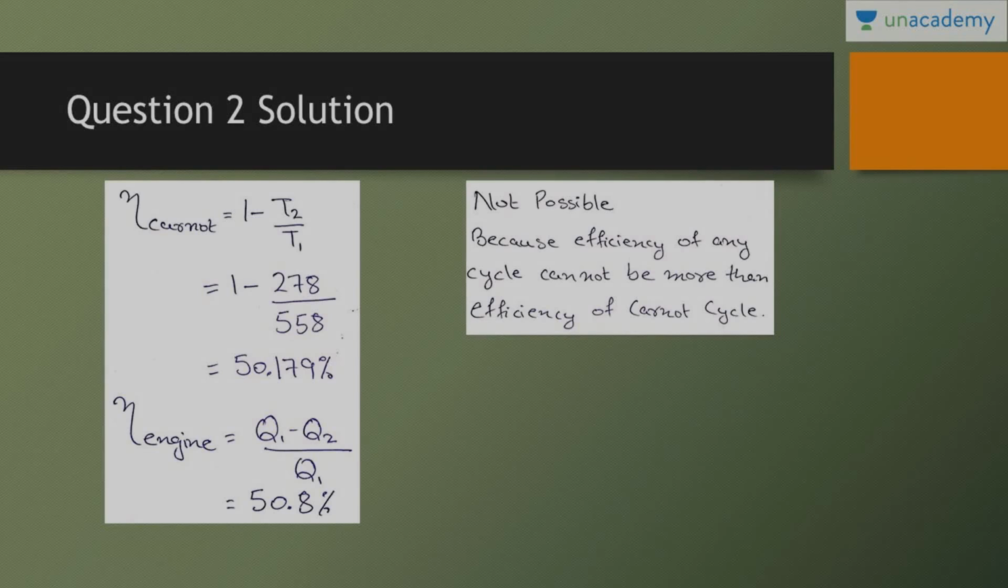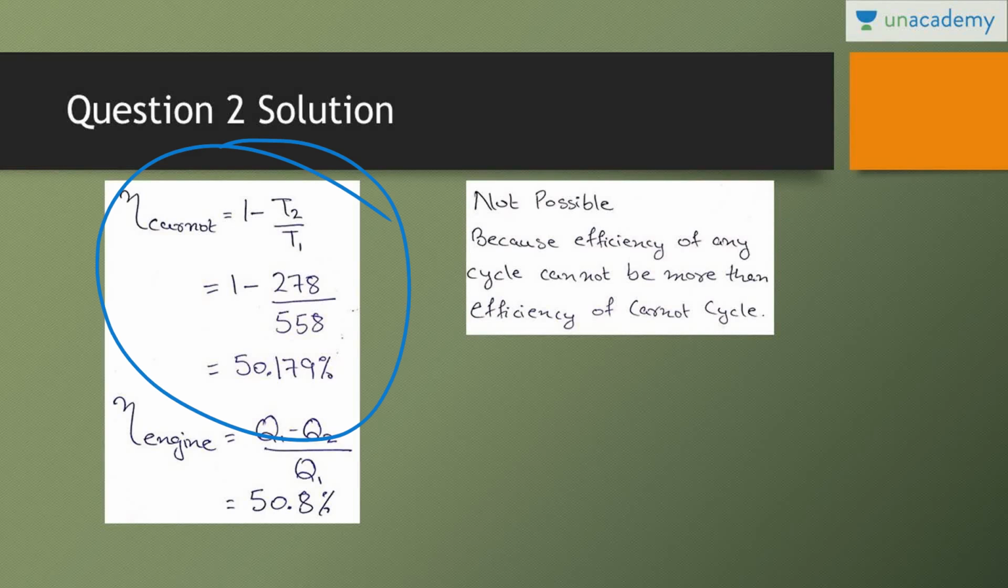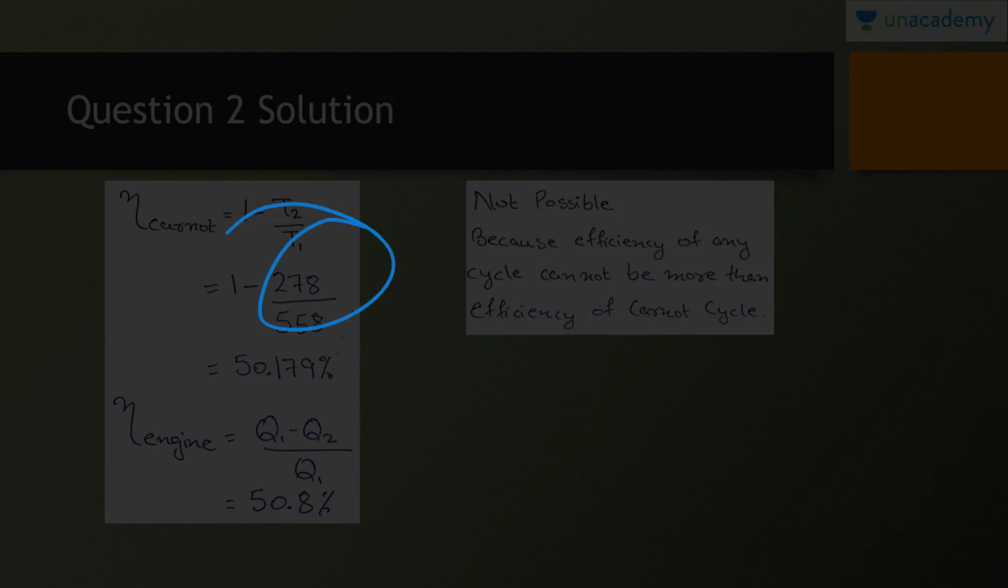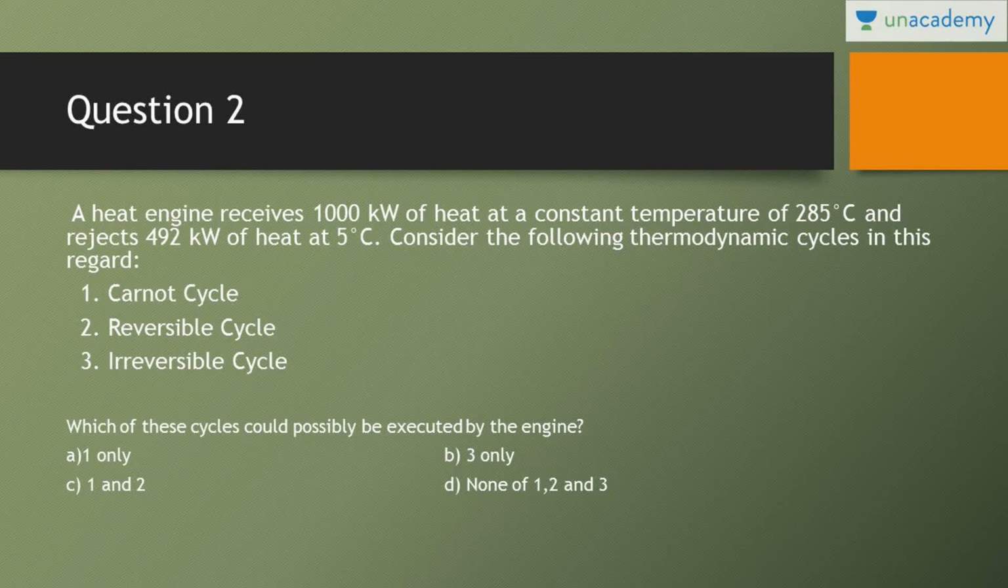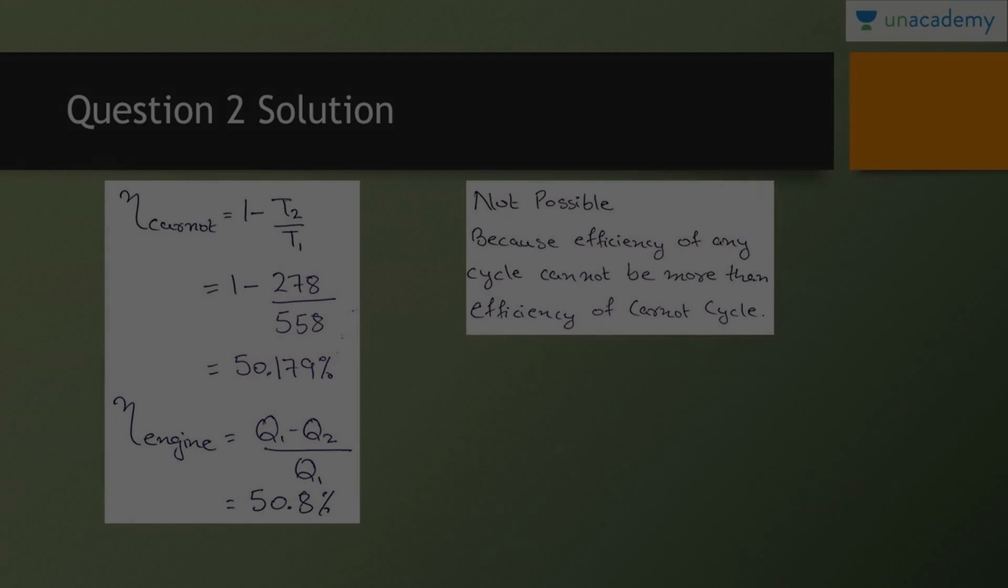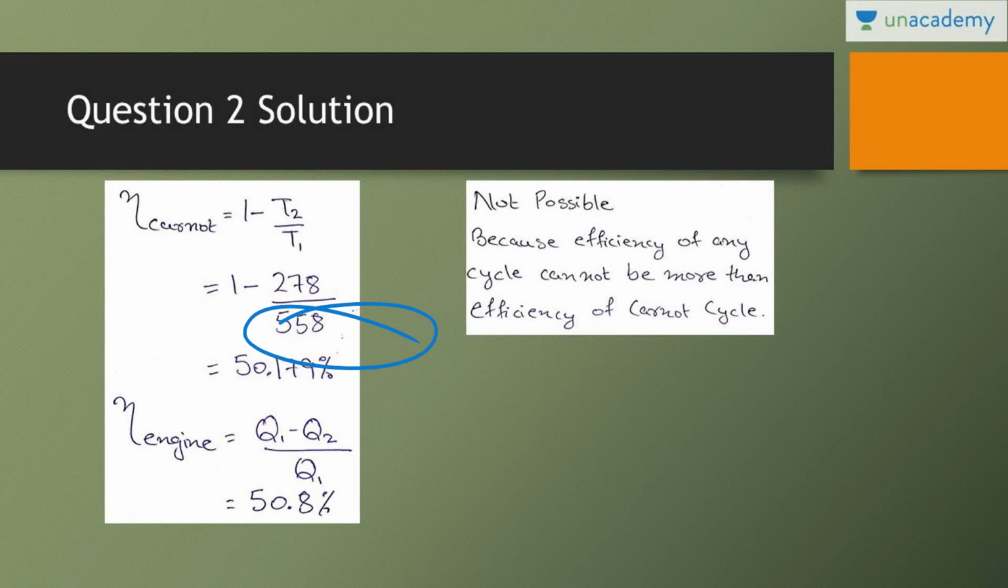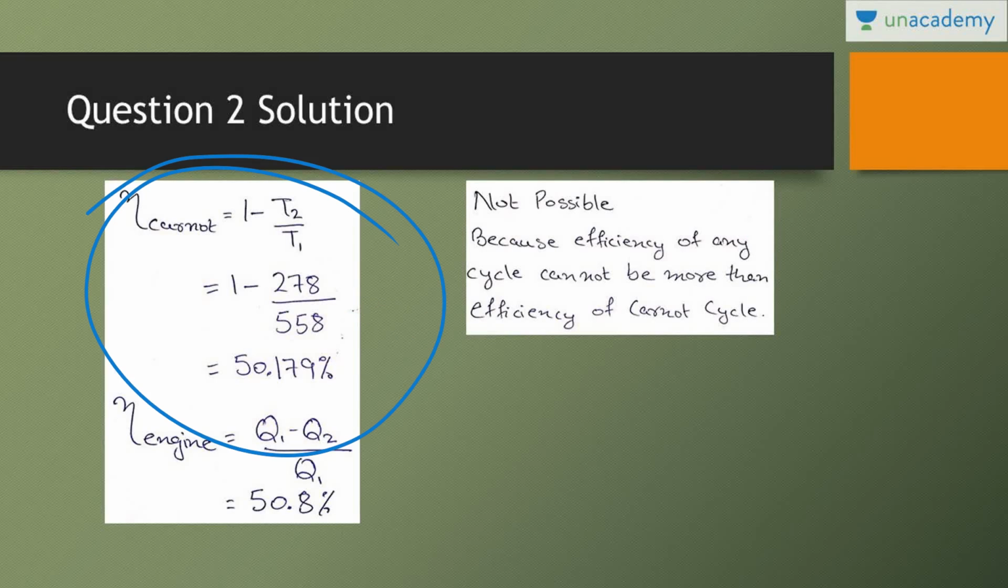First of all, we calculate the Carnot efficiency, which is 1 minus T2 by T1. T2 temperature is 278 because here it is 5 degrees Celsius. So T2 temperature is 278 and T1 temperature is 558 in Kelvin. So the efficiency of the Carnot cycle is 50.179%.